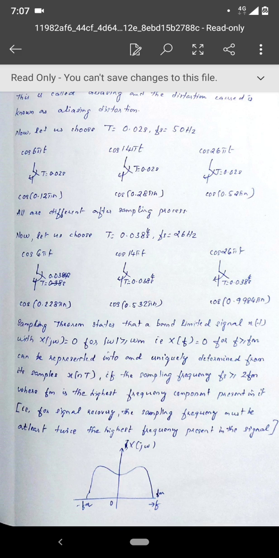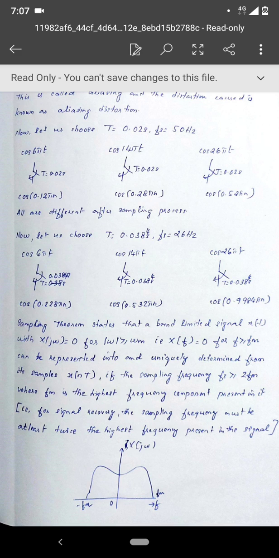Okay, with this note, I'll just read the statement of the sampling theorem. Sampling theorem states that a band limited signal, which means that after Fm there is no X of j omega, X of j omega is 0. Omega is frequency itself, so you can write it as X of f equal to 0 for mod of f greater than Fm. Mod of f means f can be negative or positive, so for both negative and positive values beyond Fm, it is all 0.